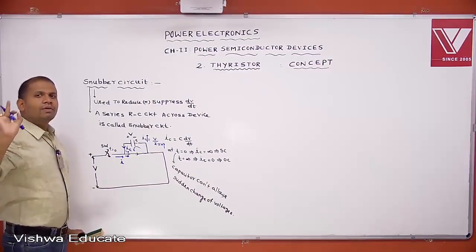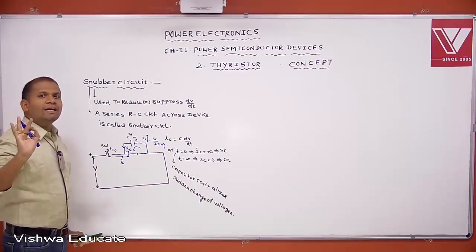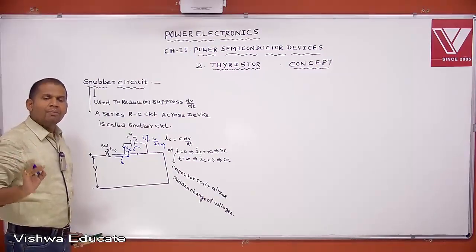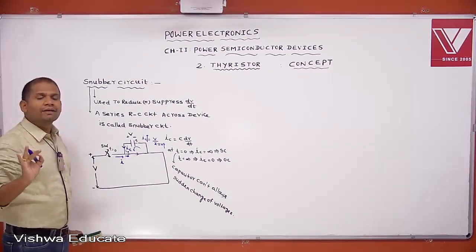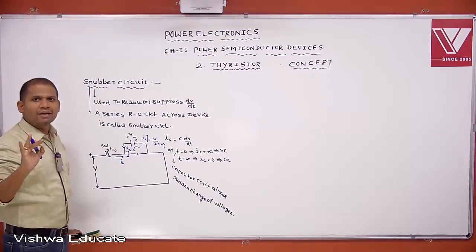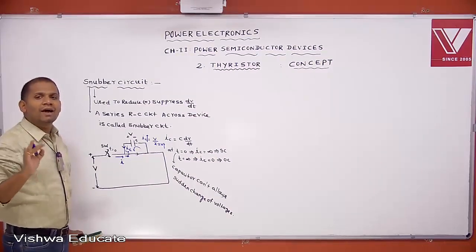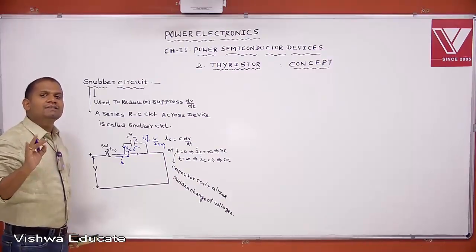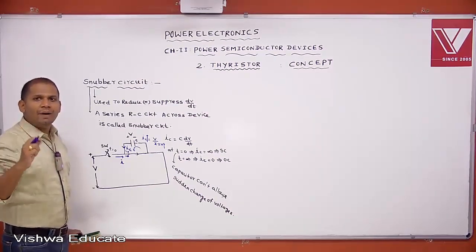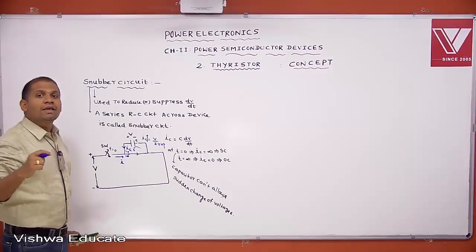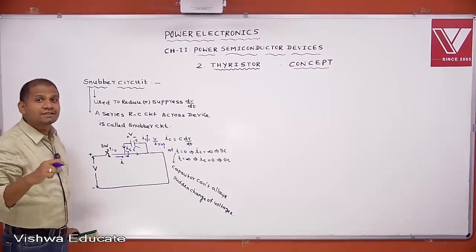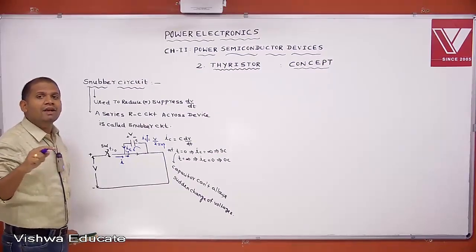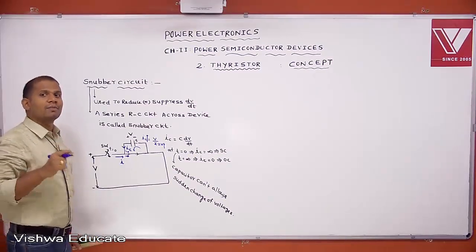It's very simple. What I am telling is: to protect the thyristor from sudden change of voltages, a single capacitor is enough. But practically, don't connect a single capacitor across the thyristor, because the discharging current of the capacitor will damage the SCR. In order to limit the discharging current of the capacitor, a series resistance is connected in series with the capacitor. That RC combination across the SCR is called a snubber circuit.